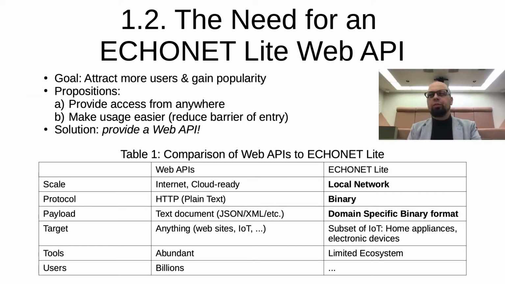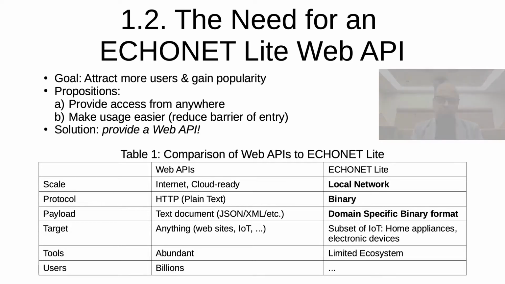In order to improve its value proposition and gain in user popularity, the ECHONET Lite protocol must overcome its current limitations. It is a local area network protocol that utilizes a binary data format. To attract more users, it should provide access from anywhere and make its use easier. This can be achieved by providing a Web API. This allows the reuse of countless pre-existing user and developer applications and also simplifies the development of new applications.